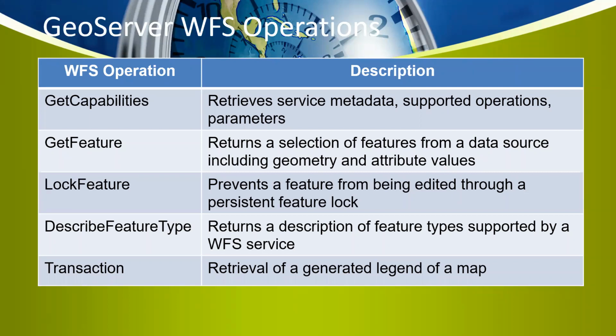We have get feature, which returns a selection of features from a data source, including geometry and attribute values. Remember, we were not fetching geometries in WMS, okay? So in this case, we are talking about fetching geometries. Then we also have the lock feature. The lock feature prevents a feature from being edited through a persistent feature lock.